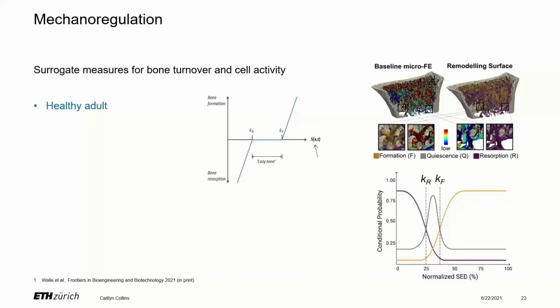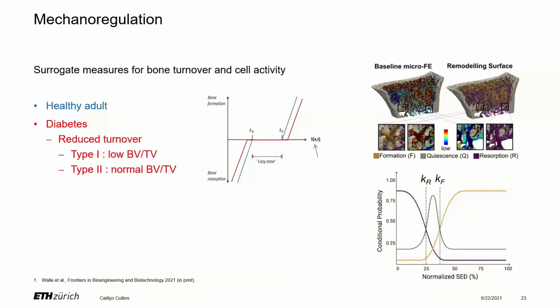So in a healthy adult, maybe we have this relationship. Whereas in a diabetic patient where there's reduced bone turnover, maybe we could hypothesize that this lazy window is larger, where there's either not enough stimulus, or the result of this poor glycemic control can reduce the sensitivity of the cells. So it either takes more stimulus to enact formation, for example. This could be used potentially to explain some of the differences we see between type 1 and type 2 diabetes patients, where we talked about before.